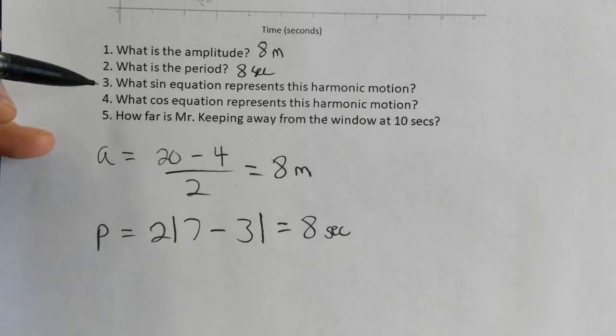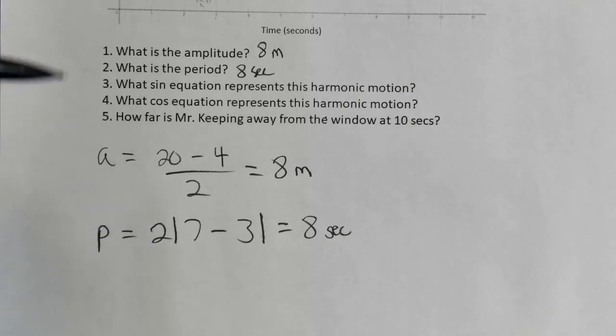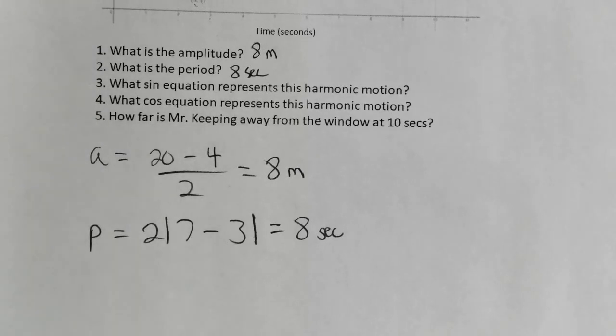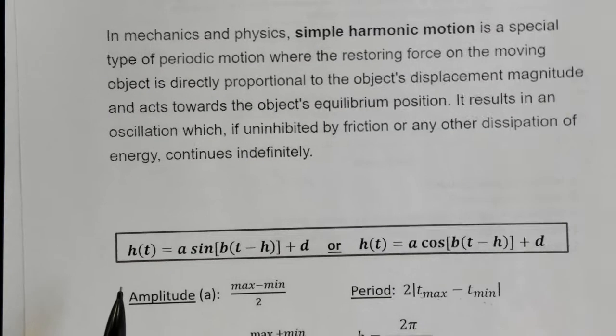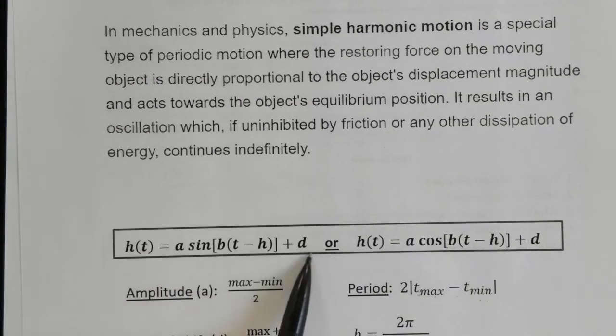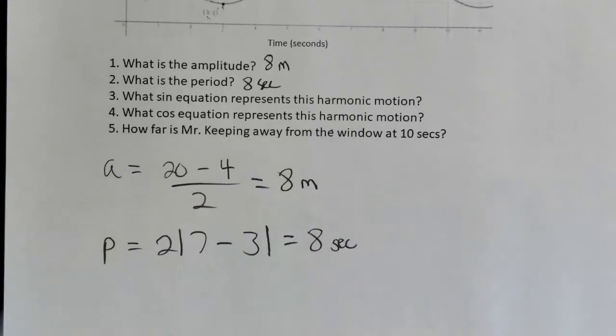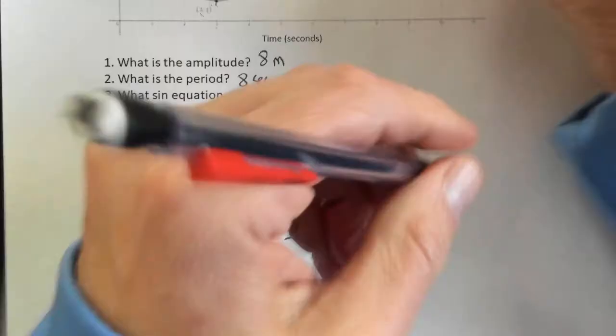Now, the next question that we come to is one that says, what sine equation represents this harmonic motion? So now we're going to try to develop the sine equation for this particular harmonic motion. Now, there's a couple of other things that we need to get. We've got the amplitude and the period, but we need to calculate the value of B, and we also need to calculate the value of D, and then we need to see what our phase shift is going to be to make it match up. All right, so let's calculate D.